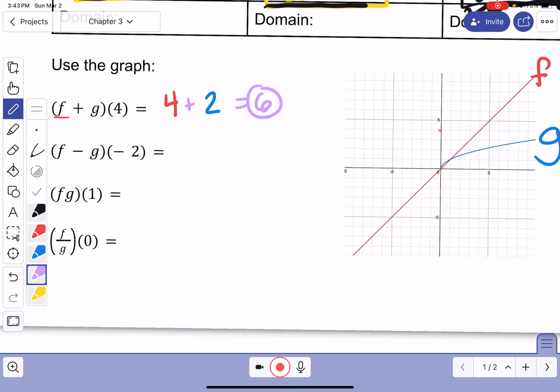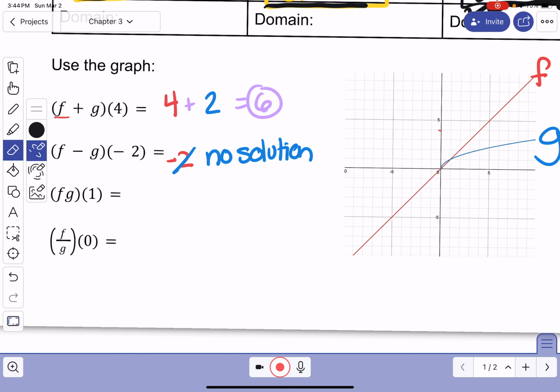Now let's look at negative 2. F of negative 2 is negative 2. G of negative 2 doesn't exist. G stops here. So since it doesn't exist, we can't do it. There's no solution. That's an okay answer.